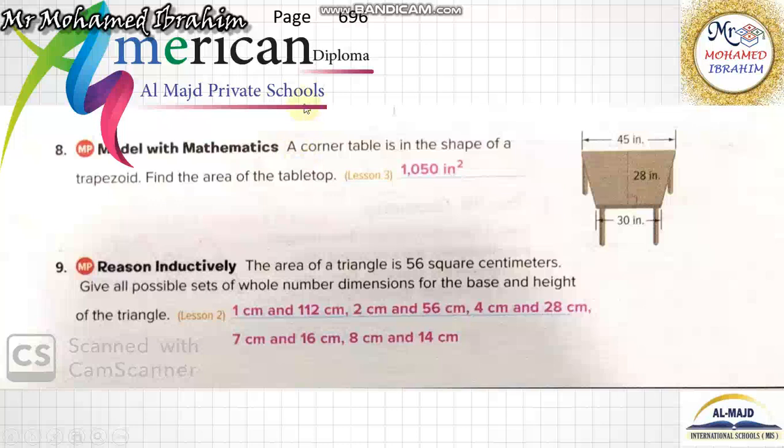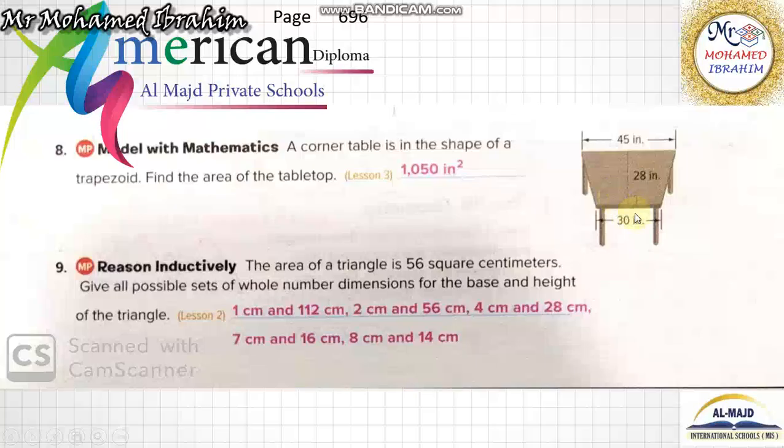Number 8 at page 696. A corner table is in the shape of trapezoid. Find the area of the tabletop. How do we find the area of the tabletop? This is the first base 30. This is the second base 45. This is the height 28 inch.